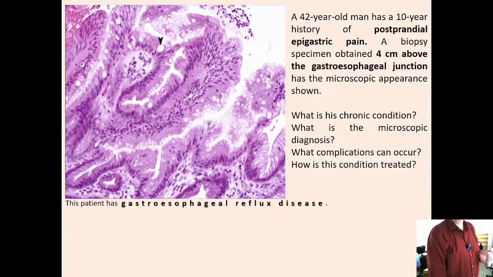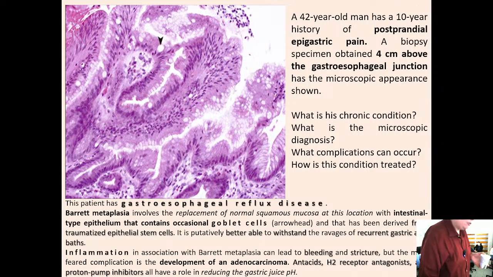And here is the lower part of the esophagus. What's wrong with it? Do you see the expected squamous epithelium that lines the lower esophagus? No. It has undergone metaplasia. And when you see goblet cells, this is Barrett's metaplasia, which is a lesion.